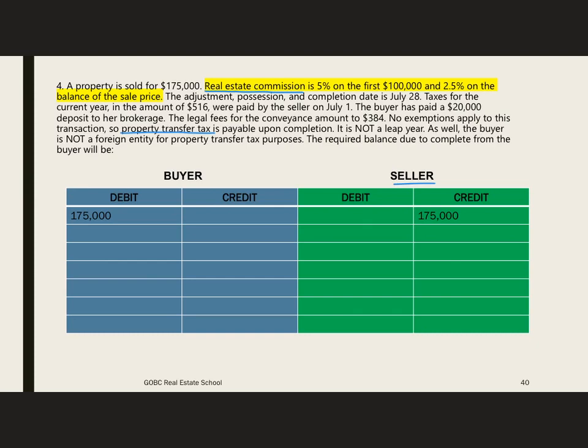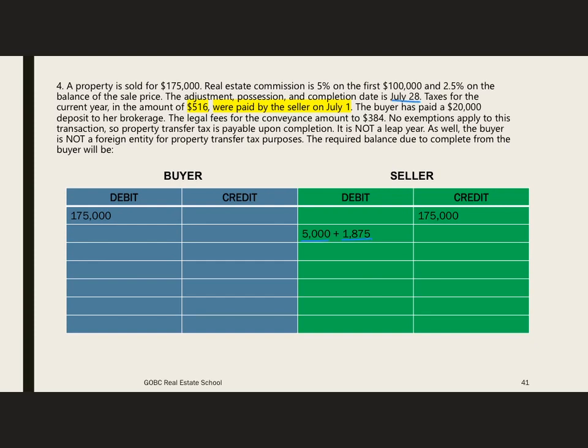So for this one, 5% of that $100,000 is $5,000. And then you would calculate 2.5% on the remaining $75,000. So that is another $1,875, and the total between those two would be the amount that the seller needs to pay for real estate commission. So you see I have it broken down so that you can see the calculation, but the total commission is $6,875.